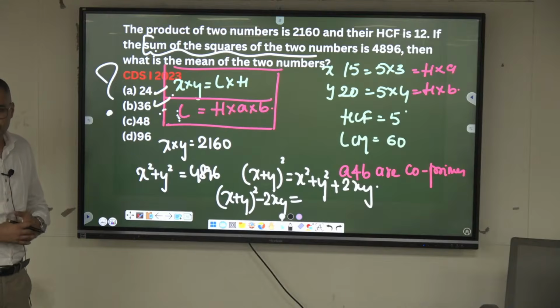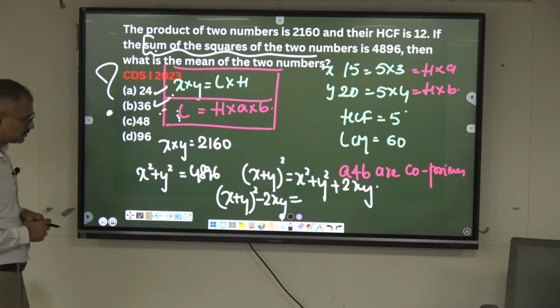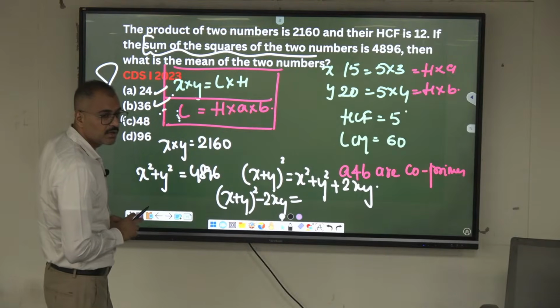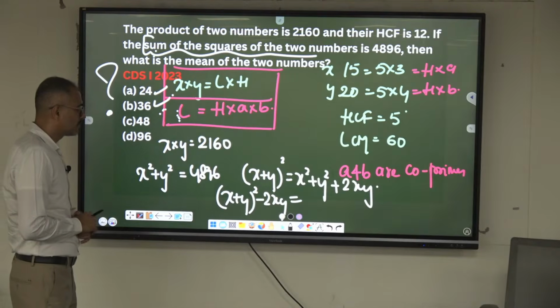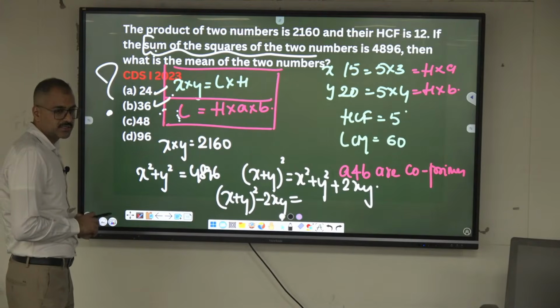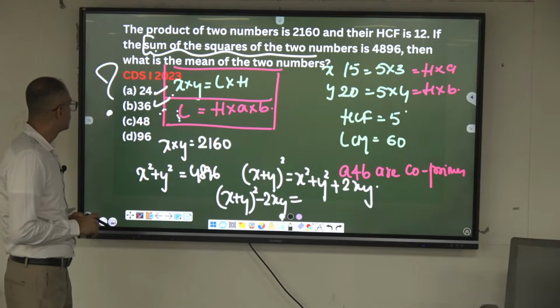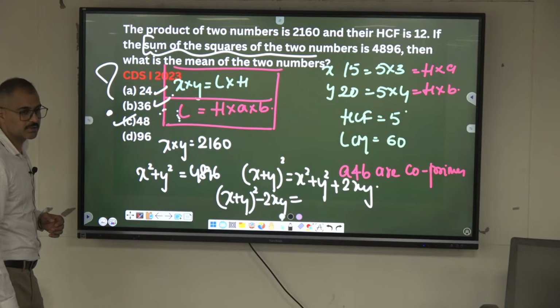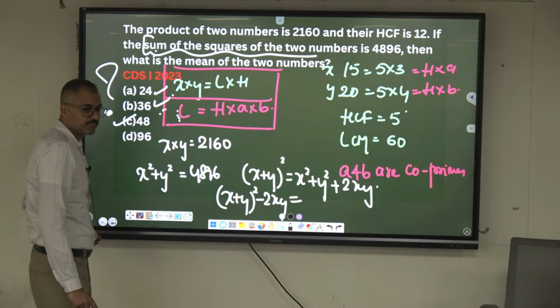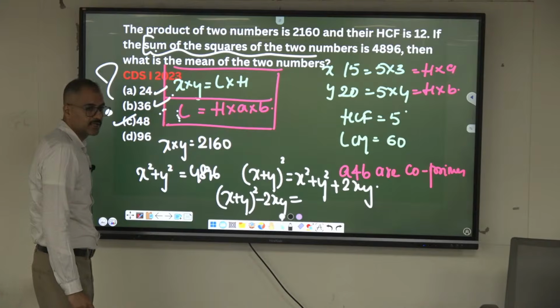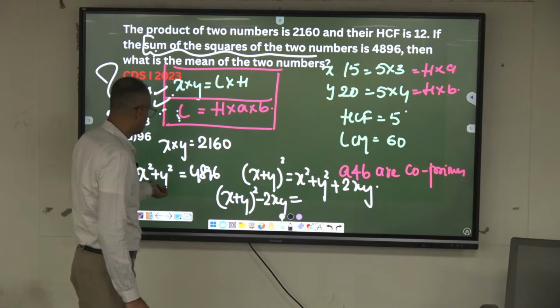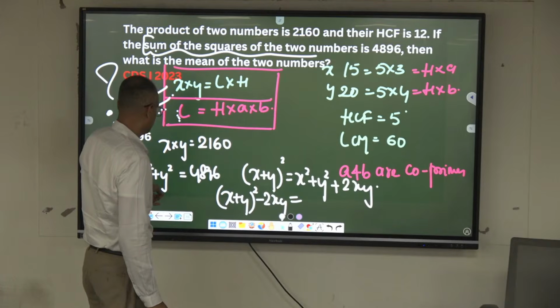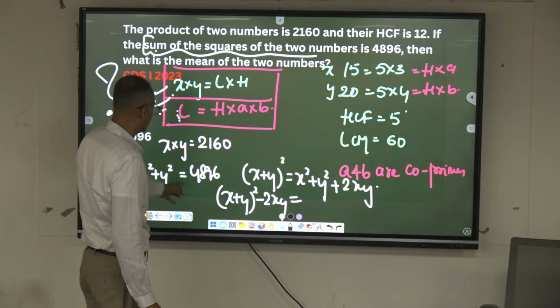How much you got? 9 to x plus, root of 9 to 16 is how much? 96 maybe. 96. What is the mean of two numbers? 96, so 48. He would have asked for the mean. How did you do it? Where did you substitute it? x plus what? x square plus y square is 4896.